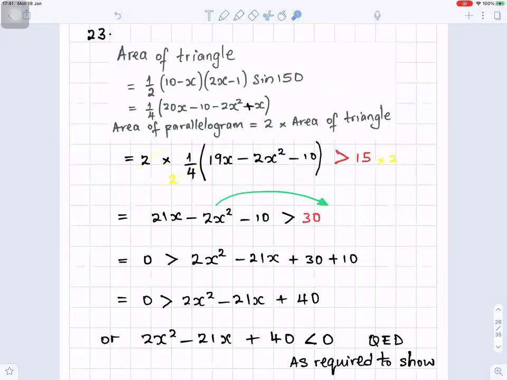So sine of 150 times a half would give you 1 over 4, because sine 150 is a half. Half times a half gives you 1 over 4. Now we multiply the area by 2. So 2 times 1 over 4 gives you 1 over 2. And then we have 20x.